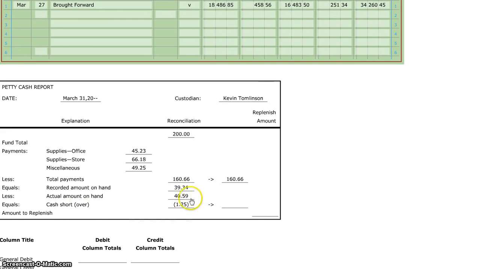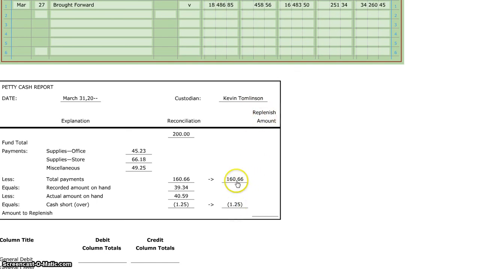Okay, so we're going to put down $1.25. This just means transfer this amount over. So we're going to put $1.25 in parentheses over. Now, what we have to do is figure out how much we need to replenish our petty cash fund, meaning what we have to write a check for so that it goes back to $200 in our petty cash fund.